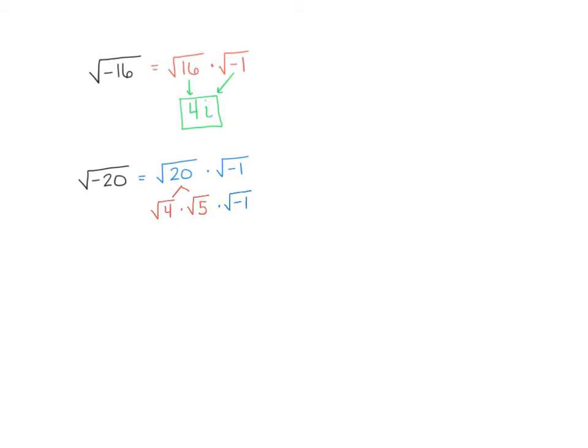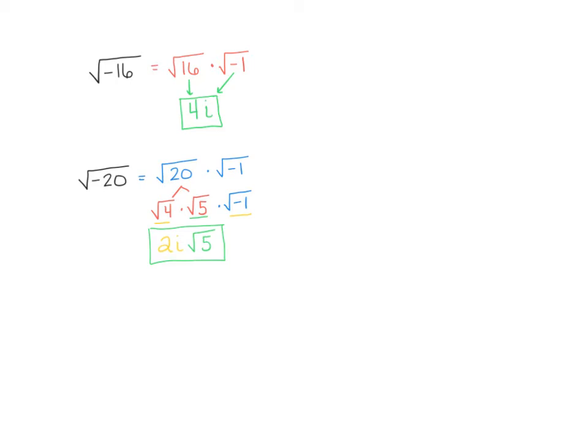Now, just like we were doing before when we were simplifying, we'll take the square root of all the perfect squares. So the square root of 4 is 2. The square root of -1 is i. And then this 5 that's not a perfect square will stay under the radical, so we have 2i square root of 5.